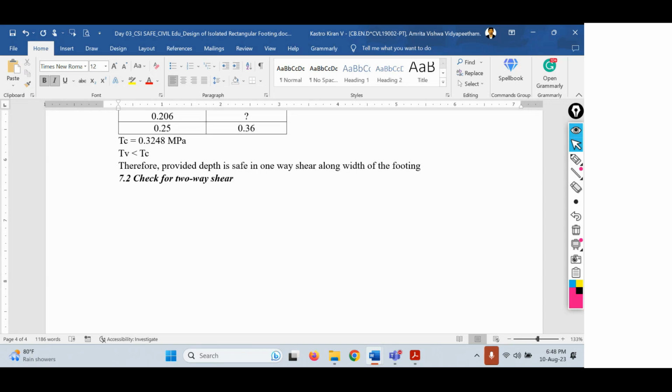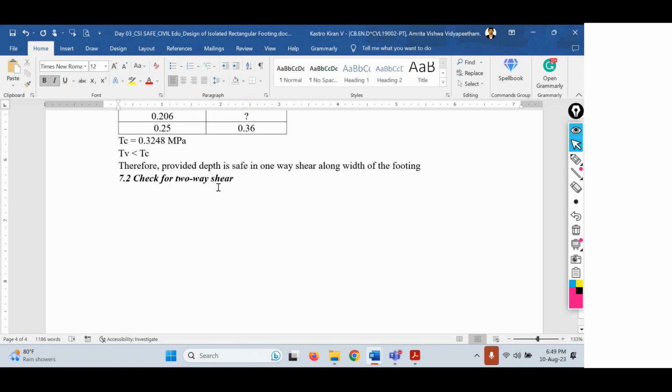It is within the limits only. By any chance, if tau v is greater than tau c, then you have to increase the depth and do the calculations again, not from the beginning, but from the depth part, up to the shear calculation. So to avoid that unnecessary calculation, I told you to take the value as a maximum one, so that if by any chance it becomes over requirement, then you can decrease it to a smaller extent, and there won't be any greater changes in the values. Okay, sir. Thank you. Right.